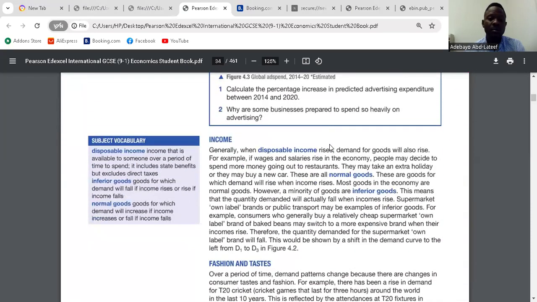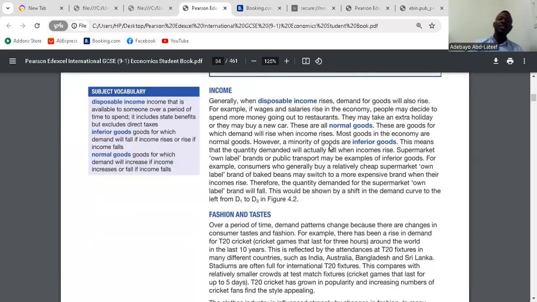So go to income. Generally, when disposable income rises, demand for goods will also rise. For example, if wages and salaries rise in the economy, people may decide to spend more money going out to restaurants. They may take an extra holiday, or they may buy a new car. These are all normal goods. These are goods for which demand will rise when income rises.